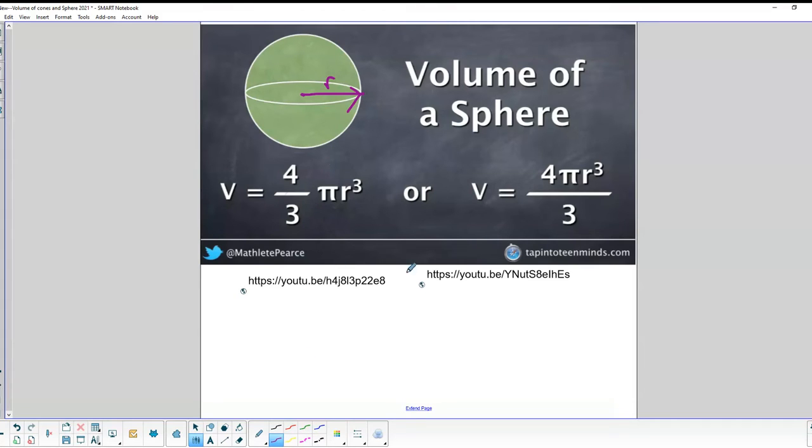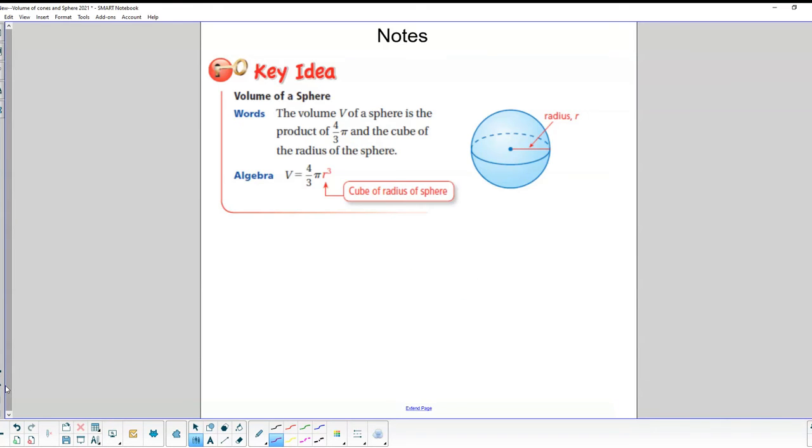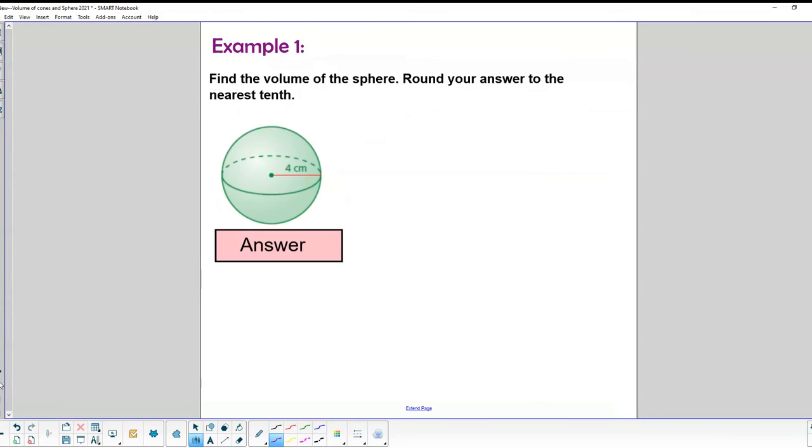And here's a couple of videos. If you're at home, take a look at these. They can kind of explain how that works. I think you'll find it very enjoyable. So 4/3 pi r cubed. Let's try a few examples.